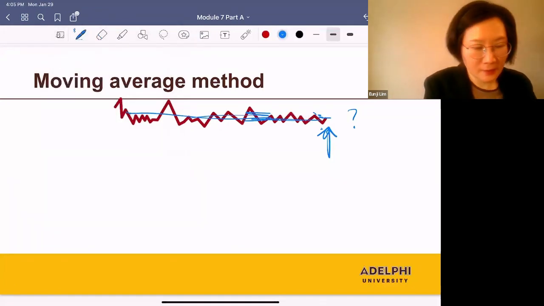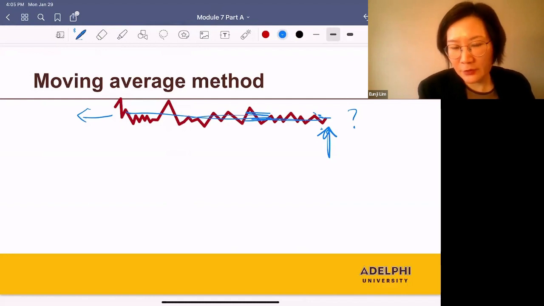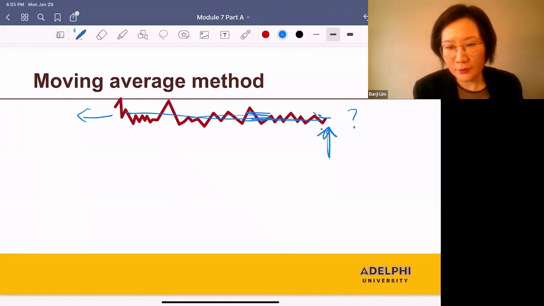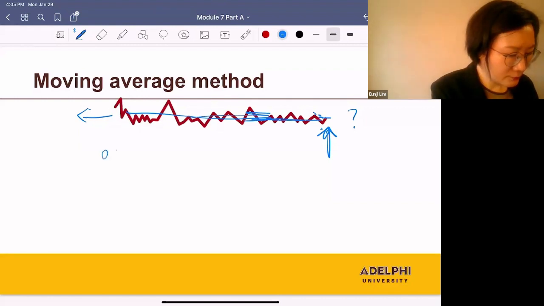So how can we find this constant level using our dataset? Remember, our dataset has daily fluctuations, so how can we get rid of these daily fluctuations? How about if we average them? We'll collect some recent data points and average them. And this is called the moving average method. So how many data points should we average? The number of data points we average is called the order of the moving average method. We denote this by n.